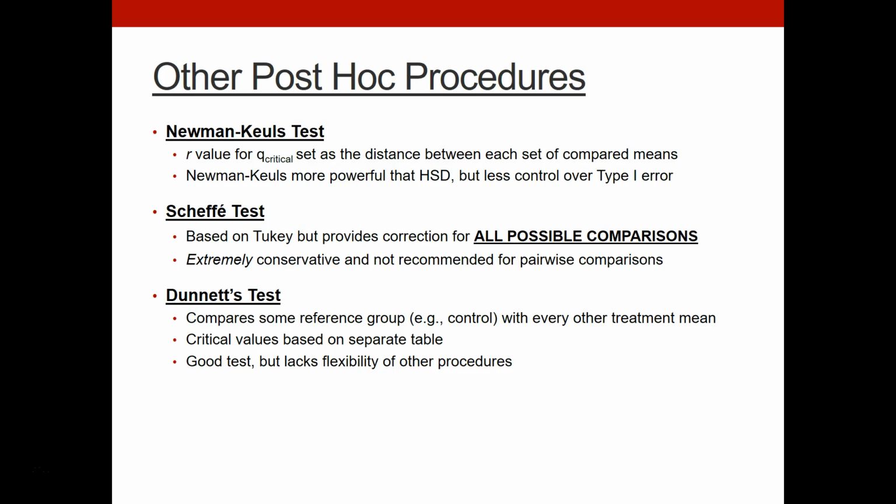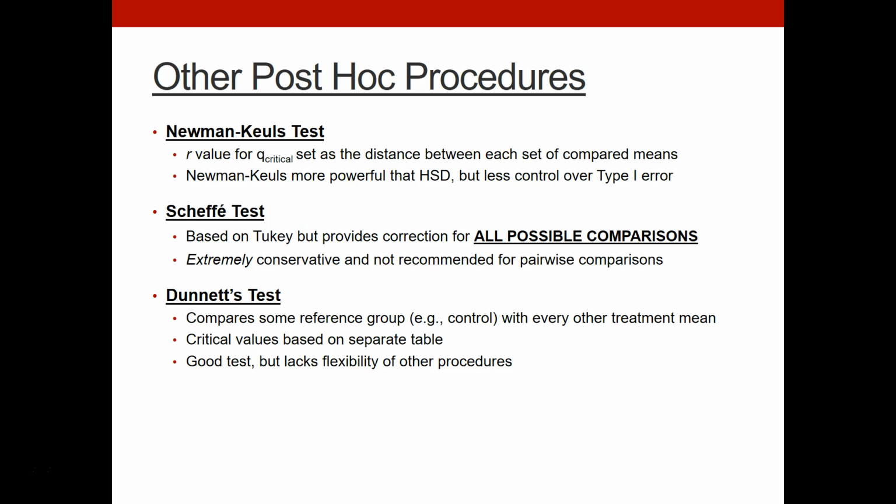So let's say in that example where we've got a one-way ANOVA with 5 different means in it, right? We've got 5 different groups. What we would do in Dunnett's is we would have some reference group, some control group, and basically we get control versus group 2, control versus group 3, control versus group 4, control versus group 5.